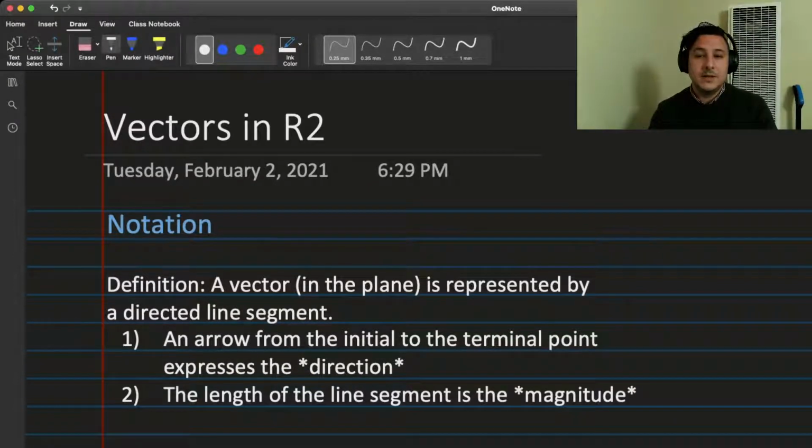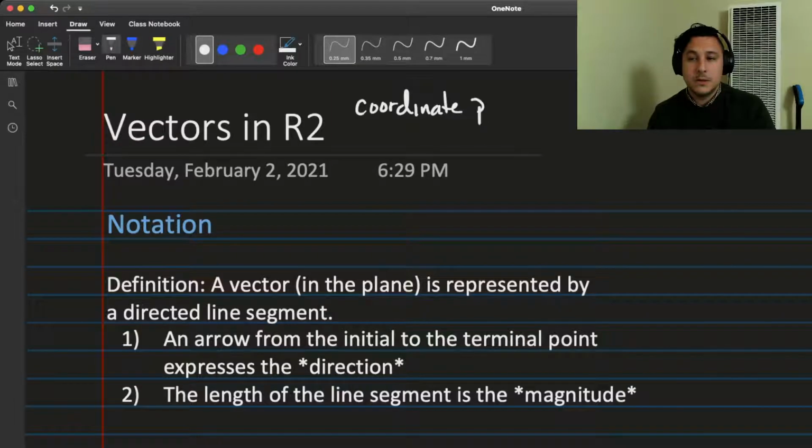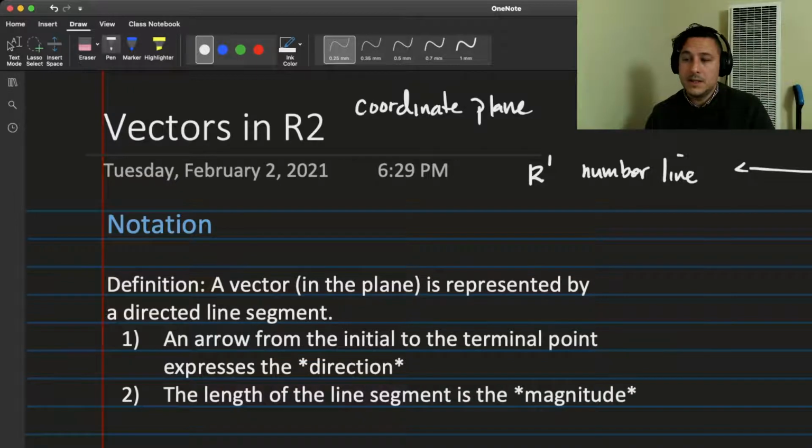When I say R2, what I really mean is the coordinate plane. The x and y coordinate plane that you know and love, that's what we mean by R2. Just to tell you, R1 means the number line. This should make sense: the number line is one line. You can think of the coordinate plane as two number lines, which is why it's called R2.